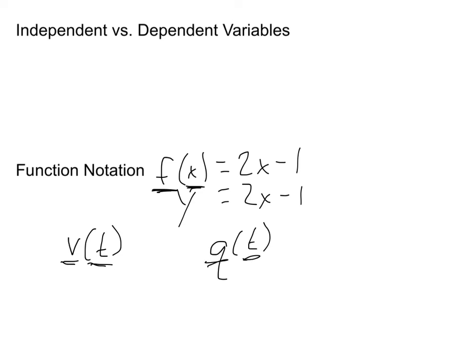So a lot of people, if you say it wrong, then you're going to say qt. And maybe that's what you say to your girlfriend, but that's not how we talk about q of t. Alright? Okay. Sorry, bad joke.